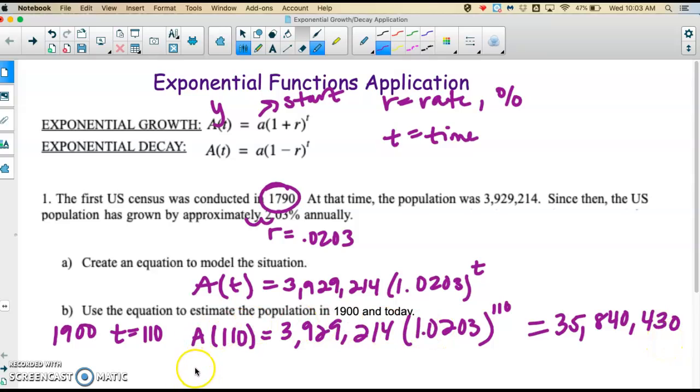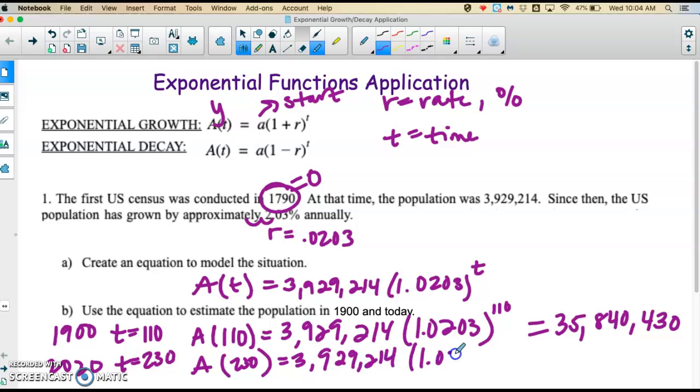Now go ahead and do the next one, which is 2020. So in 2020, that's this year, our t would be 230, because again, 1790 represents 0. So go ahead and plug it into your calculator. And this time you're going to take it to 230. And what do we end up getting? Go ahead and pause the video and try it.